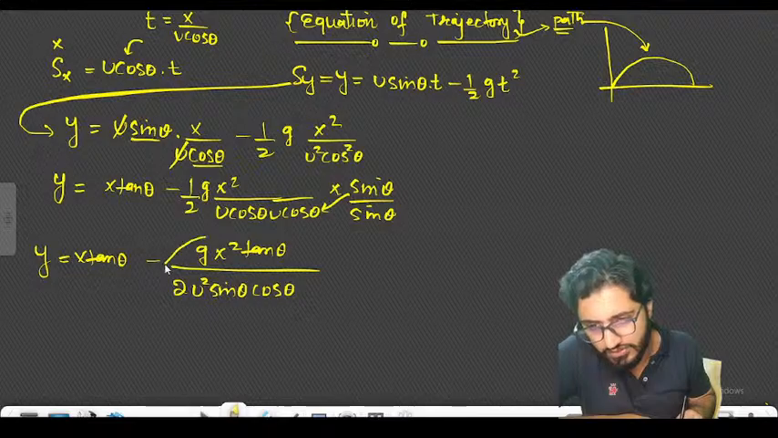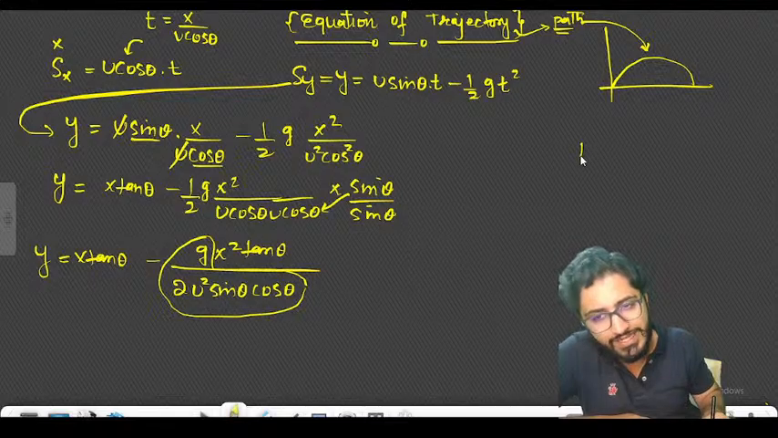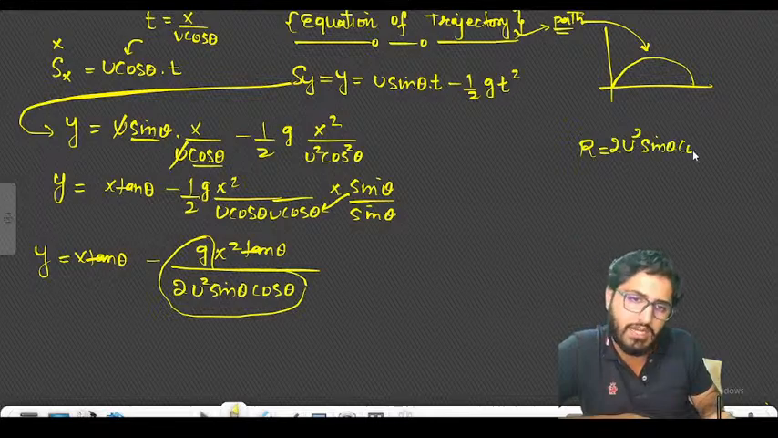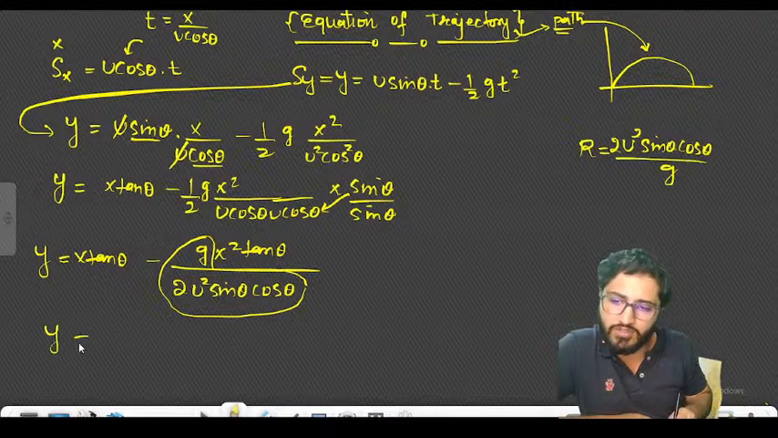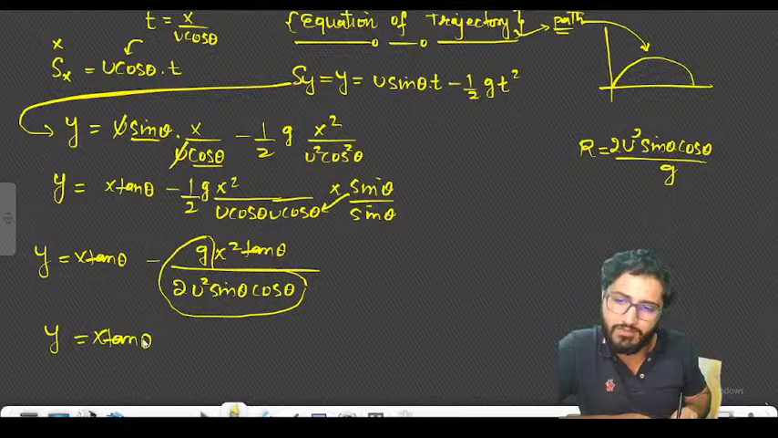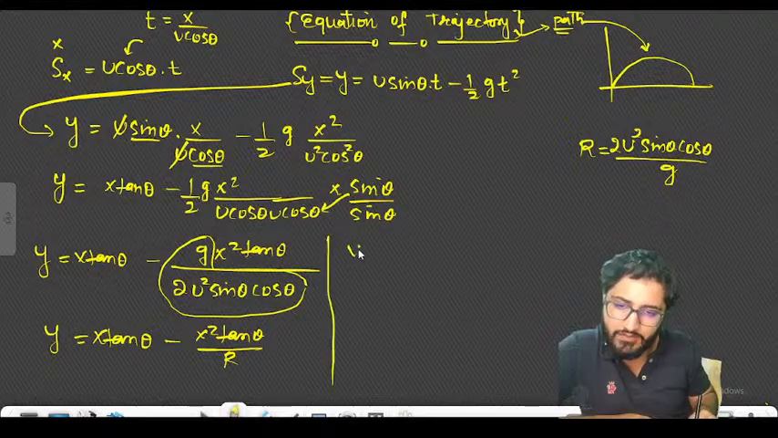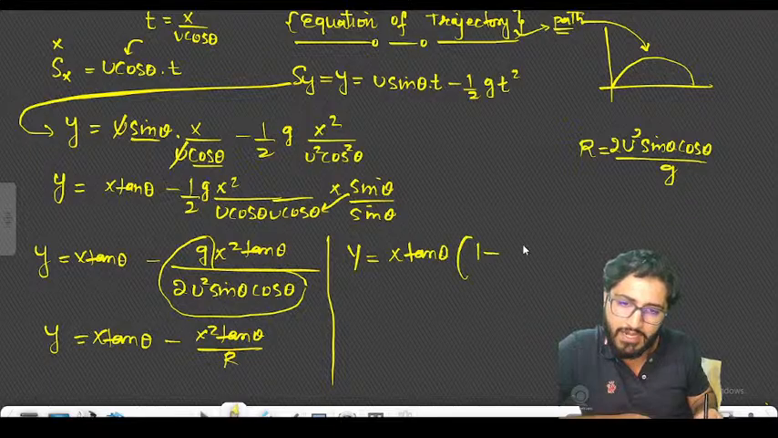Now look at this term. We know that range is equal to 2u square sin theta cos theta by g. So it is the inverse: y equals x tan theta minus x square tan theta by R. Or I can write it in a very simplified way: y equals x tan theta times (1 minus x by R).